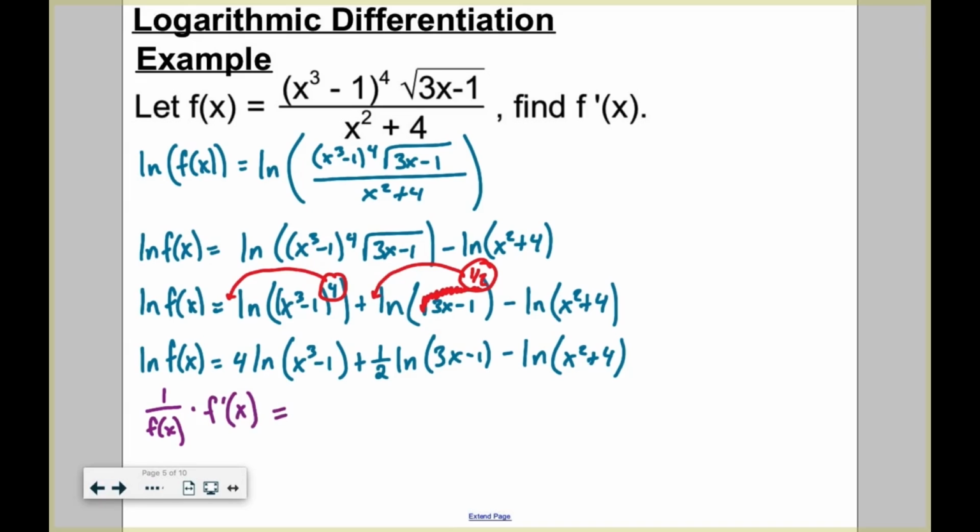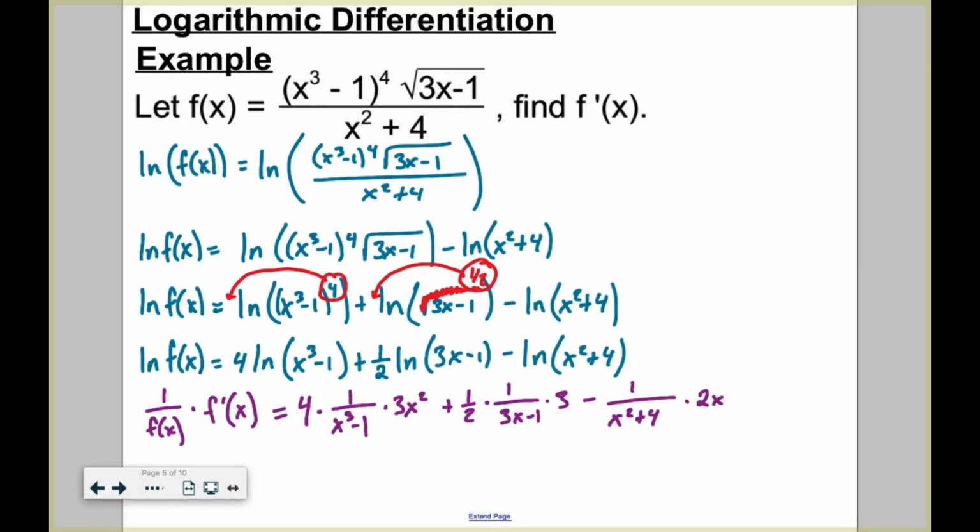Now we're going to take the derivative of the right-hand side. So again, that 4 is a coefficient, so that's going to stay alone, times, we said the derivative of the natural log is 1 over the inside, so 1 over x cubed minus 1, times the derivative of the inside, which is going to be 3x squared. Moving on to the second term, so plus 1/2, derivative of the natural log is 1 over the inside, which is 3x minus 1, and then times the derivative of the inside, which is 3. And then our last term minus 1 over the inside, which is x squared plus 4, times the derivative of the inside, which is 2x.